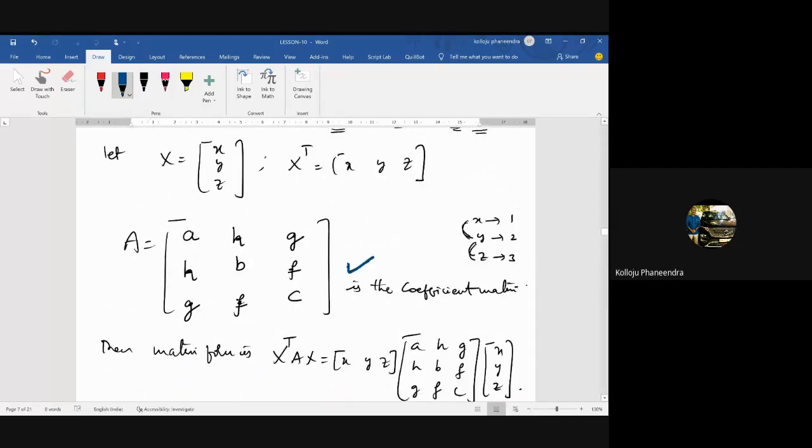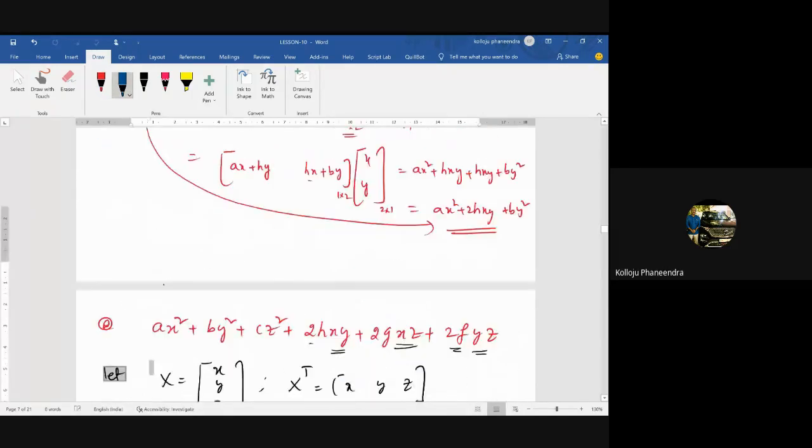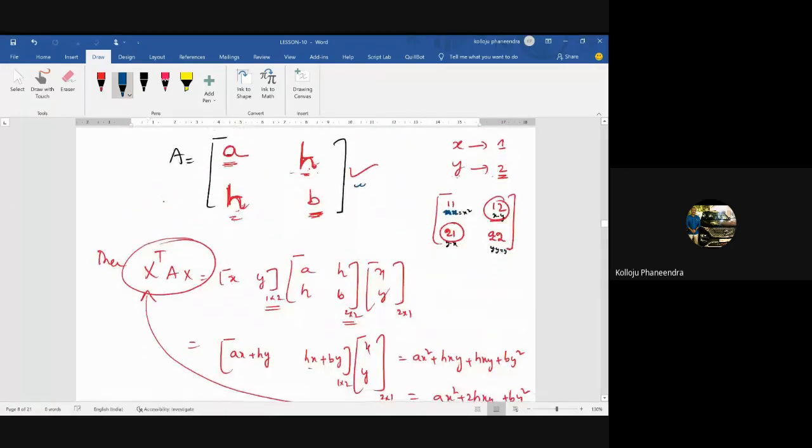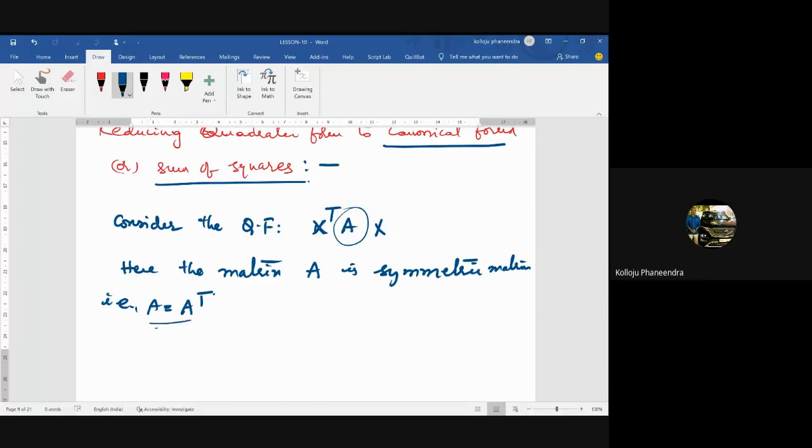All of you observe this. See, what is this coefficient matrix? First row is equal to first column: A H G, A H G. Second row equal to second column: H B F. Third row G F C, equal to third column. So it is a symmetric matrix. Same logic, this matrix also is a symmetric matrix. So in a quadratic form, this coefficient matrix is definitely a symmetric matrix.